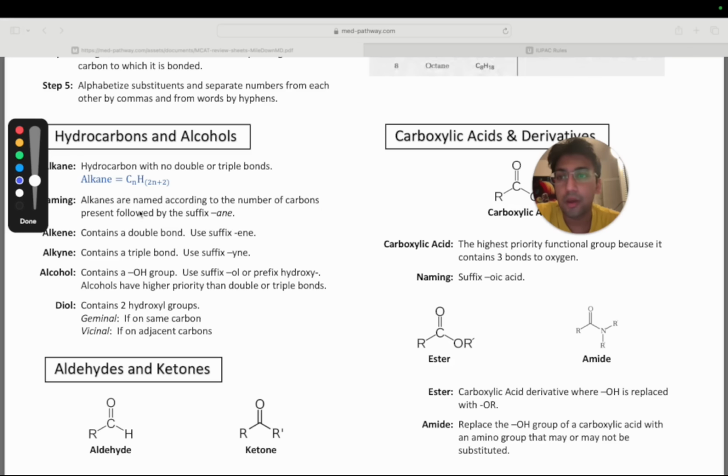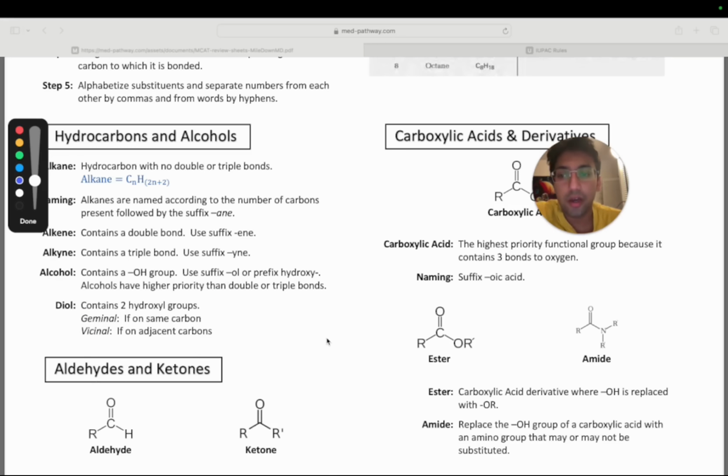Okay. Next we have alkanes are named based on the -ane, so that's when we get pentane for 5 carbons. Alkenes use the suffix -ene, alkynes use the suffix -yne, alcohols use the suffix -ol, and then diol. This is not that high yield, the geminal versus vicinal.